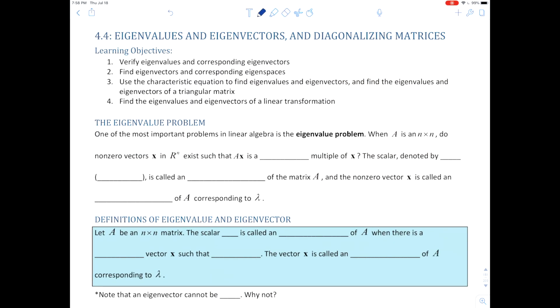Hey there, it's Shannon Matchick-Myers, and today we'll be covering section 4.4 from our workbook, which covers eigenvalues and eigenvectors and diagonalizing matrices. So let's check it out.